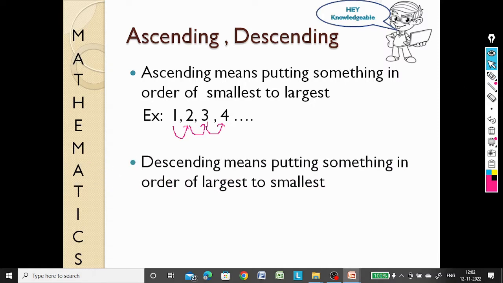Descending means putting something in the order of largest to smallest. So if you see here, it is written from 10 to 9. So it is in the decreasing order, 9 to 8. So this is the concept of ascending and descending.